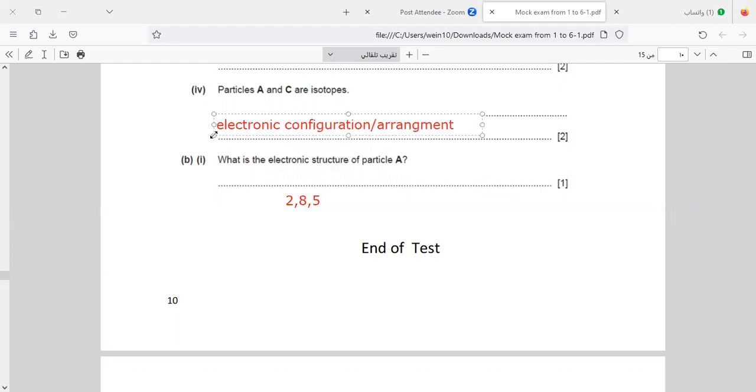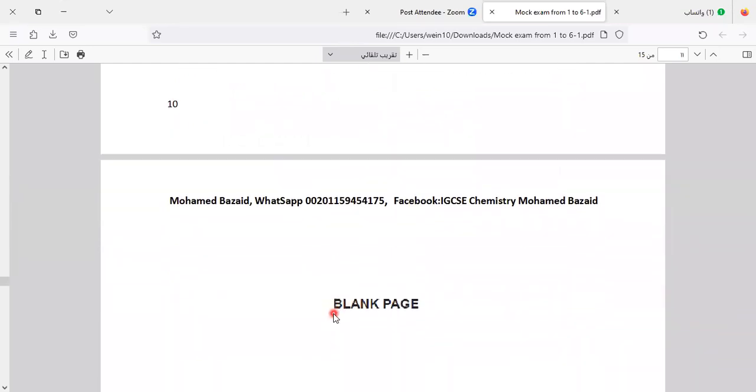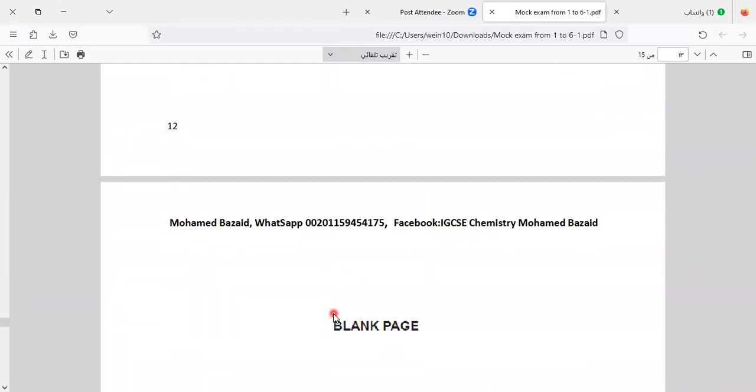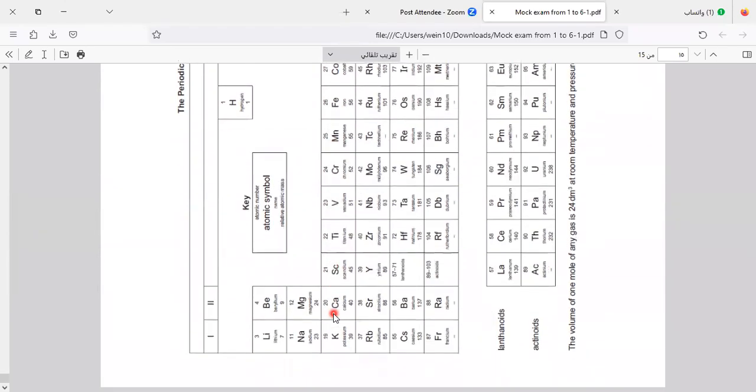So this is the end of our test, and this is the answer supposed to be in your exam. Finally, I hope everyone, as you know, there is a blank page here. And at the end of your exam paper, even in the final exam, you will find a copy of the periodic table.